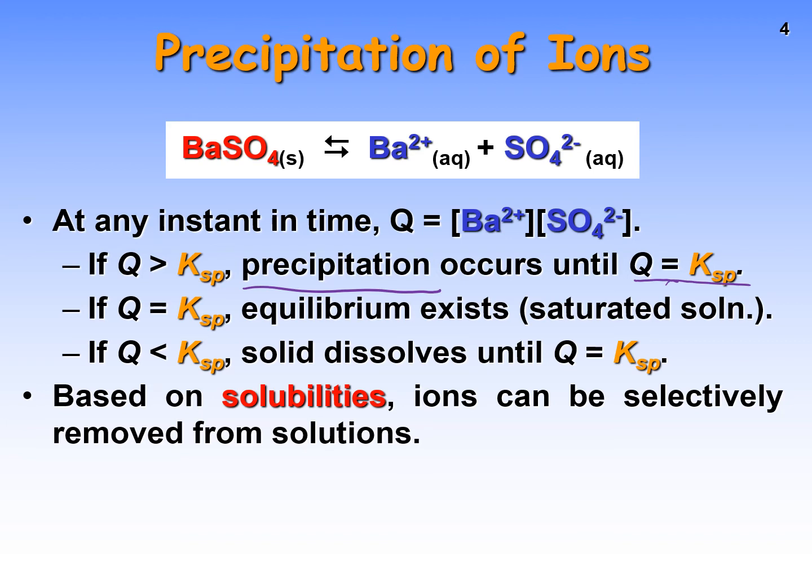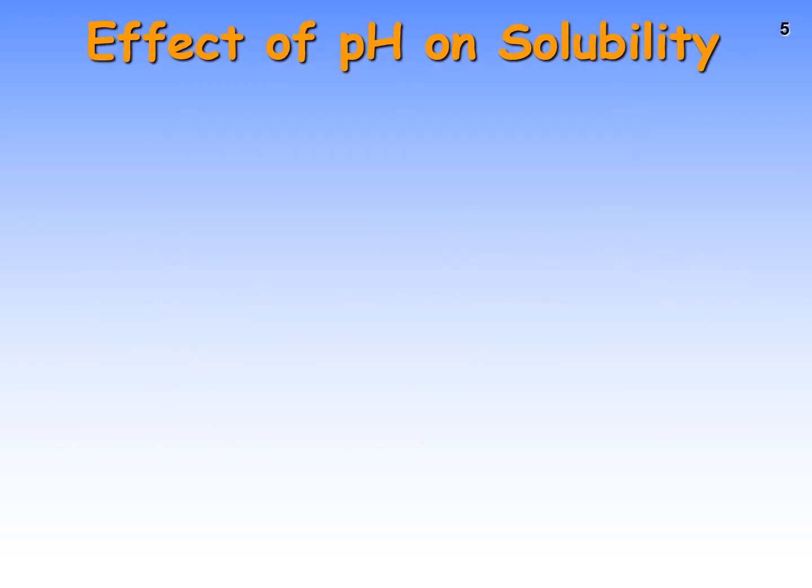Now, we're going to talk about this in a later lecture video, but using solubilities, we can actually selectively remove stuff from solutions. Maybe I want to get rid of all of the silver ion present in my solution. Well, I can do that using solubility. This is basically what a lot of the qualitative analysis that we're doing in Canvas labs throughout the course are about.